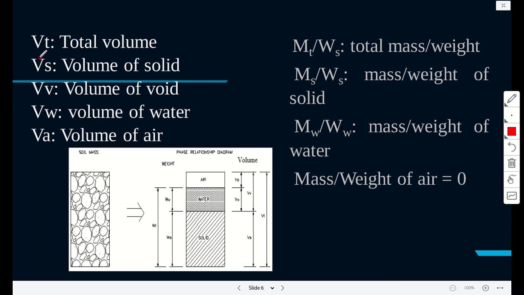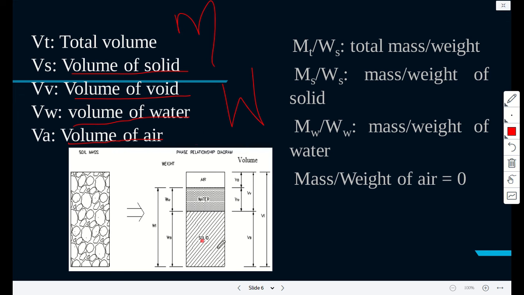We need to pay attention: Vt is the total volume, and Vs is the volume of solids only. Vv is the volume of the void. Volume of water is Vw. Va is the volume of air. Mt or Wt is total mass or weight. When you're talking about the mass, you use m. When you're talking about the weight, you use W. Mass is measured in kilograms, but weight is measured in newtons or kilonewtons.